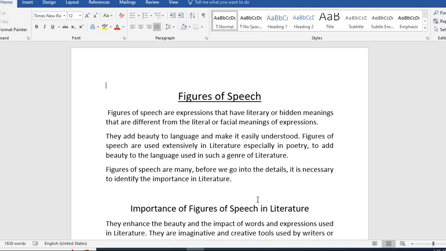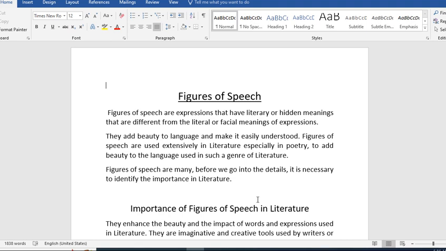Figures of speech are expressions that have literary or hidden meanings that are different from the literal or facial meanings of expressions. What we are saying here is that figures of speech have a different meaning that is not the same as the way we are looking at the expressions. That is, they contain hidden meanings that are different from the facial meaning of the expression that we might be looking at. They add beauty to language and make it easily understood. Figures of speech are used extensively in literature, especially in poetry, to add beauty to the language used in such genres of literature.